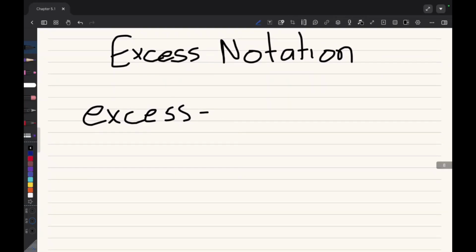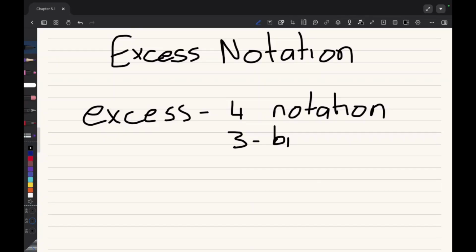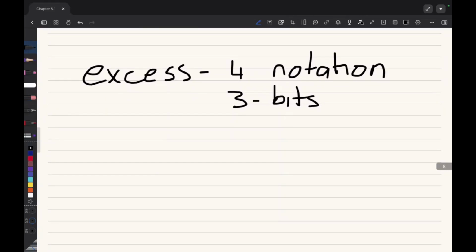Now in excess notation, we have an excess of 4 notation, or 4 excess notation, in which it's just 3 bits. Right, what is 3 bits? 1, 2, 3. 1, 2, 4. This is 4 notation. 3 bits is 4 notation.